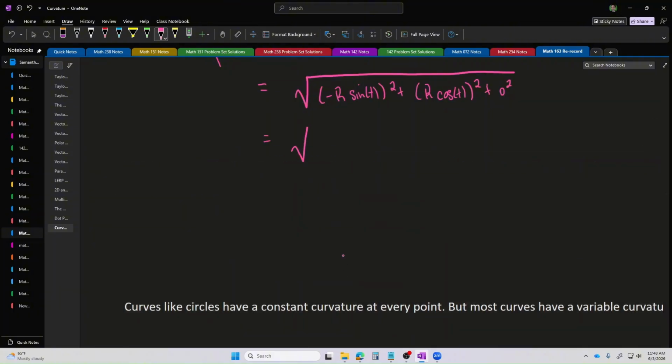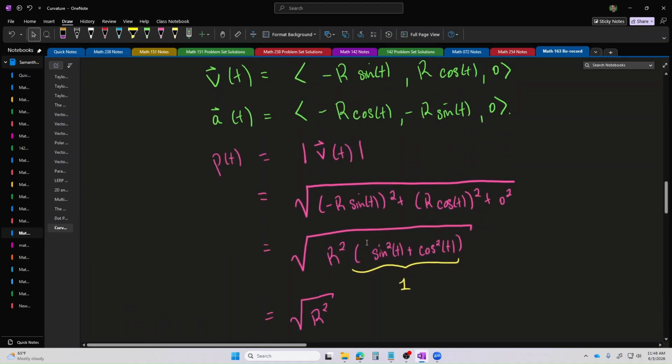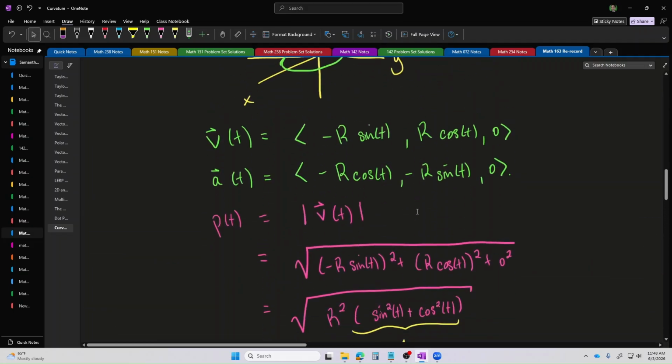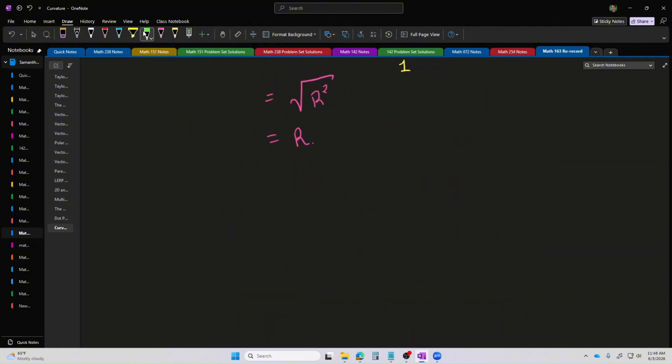So by Pythagorean identity, what I have here is r squared times the quantity sine squared of t plus cosine squared of t. Sine squared plus cosine squared is equivalent to 1. So my speed in this case is the square root of r squared, which returns a value of just r. So r is equal to the speed of this parameterization. r is equal to the speed, s of t, in this example. Next, let's go ahead and find the cross product of v of t and a of t.